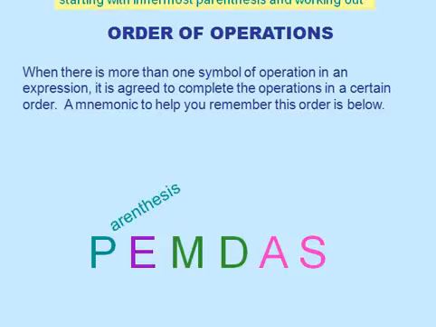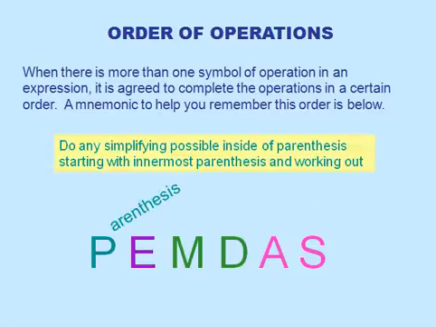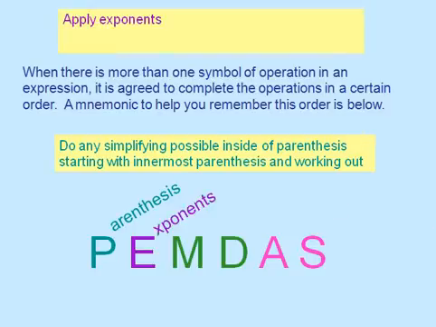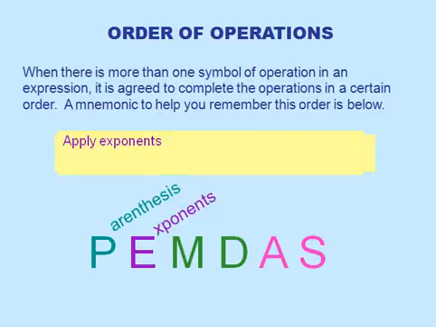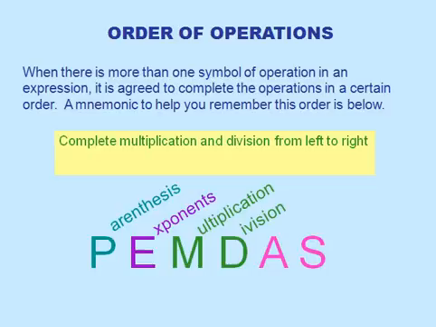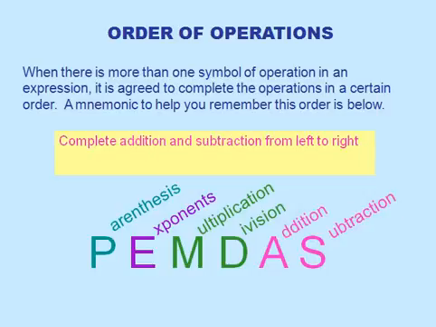The letter P represents parentheses, which means you have to simplify inside the parentheses first. Then the next thing you're going to simplify in your expression, in your math problem, is the exponents. By the way, all of these are done from left to right. Why? Because that's the way we read and write, and that's what we're going to do in math also. The next thing you do is multiplication and division. And finally, addition and subtraction, everything from left to right.